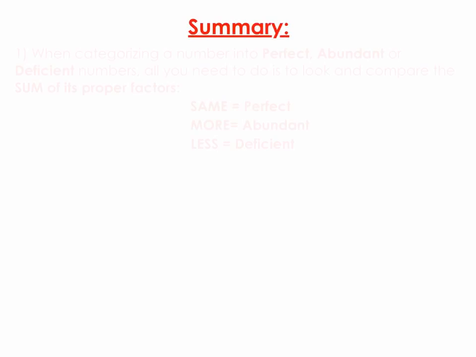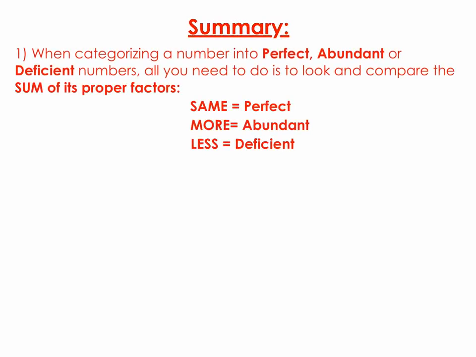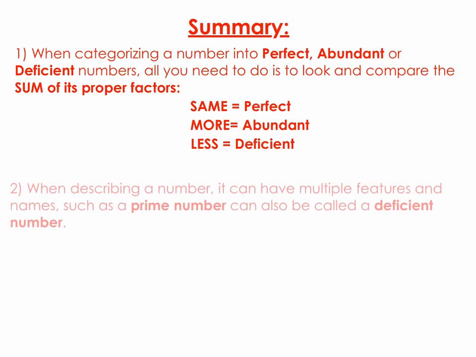To wrap this up, when categorizing a number into perfect, abundant, or deficient numbers, all you need to do is look and compare the sum of the proper factors. If the sum is the same, it will be perfect. If the sum is more, it is abundant. If the sum is less, it will be deficient. When describing a number, it can have multiple features and names, such as a prime number can also be called a deficient number. Okay, that's it for the lesson.